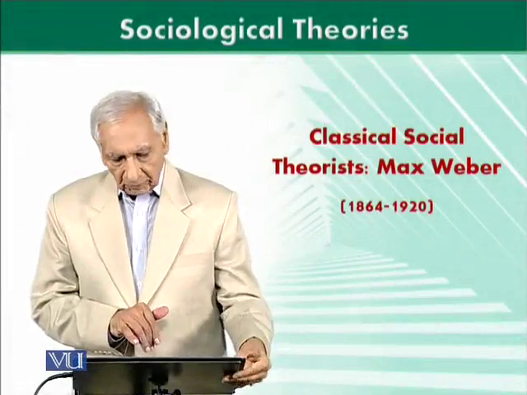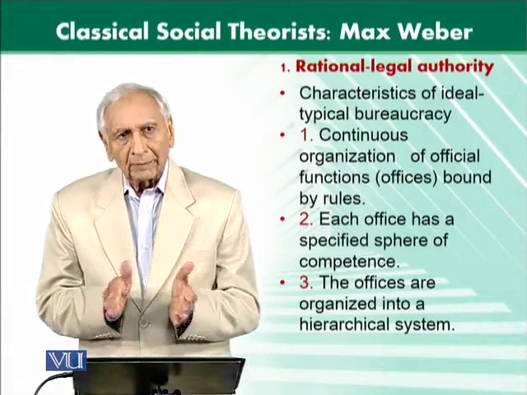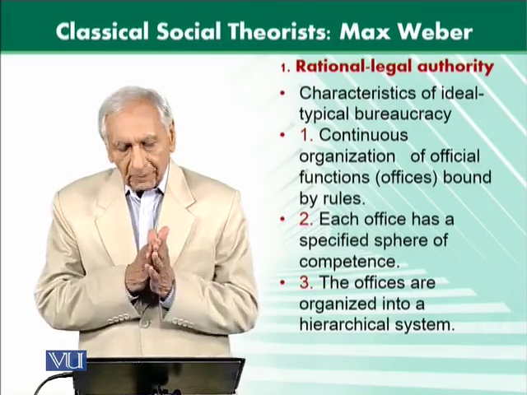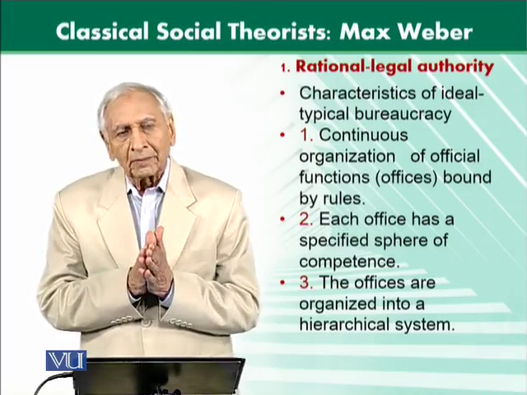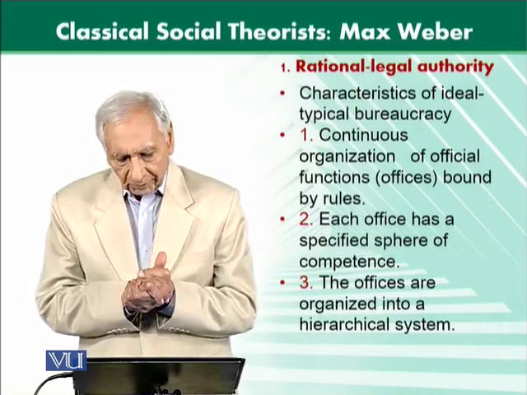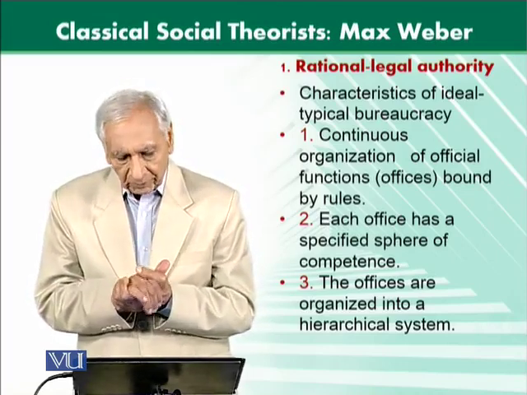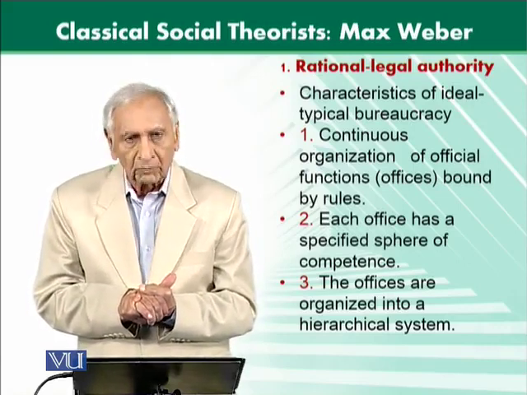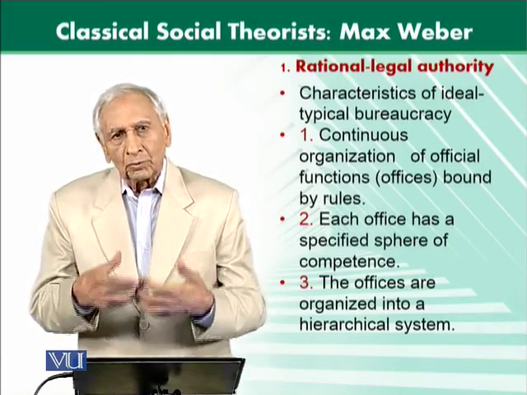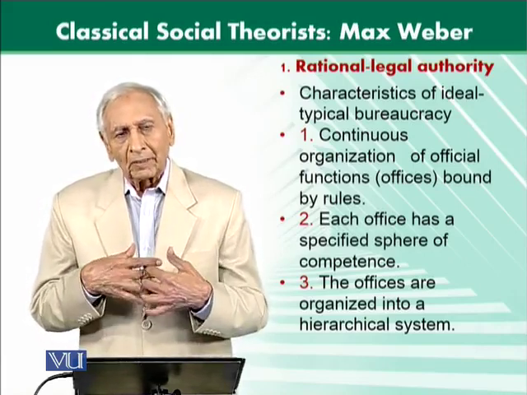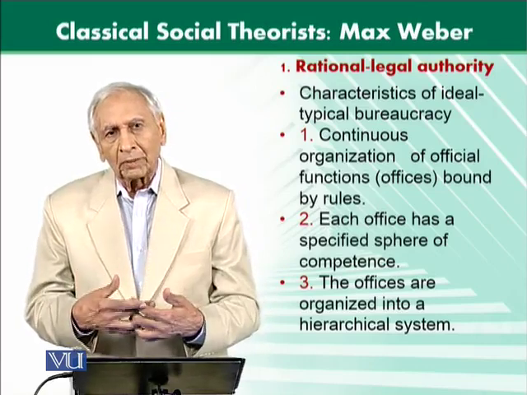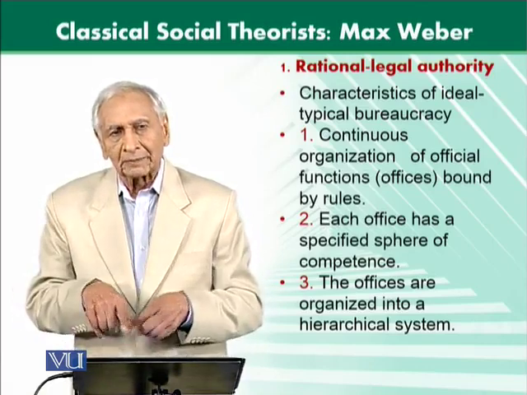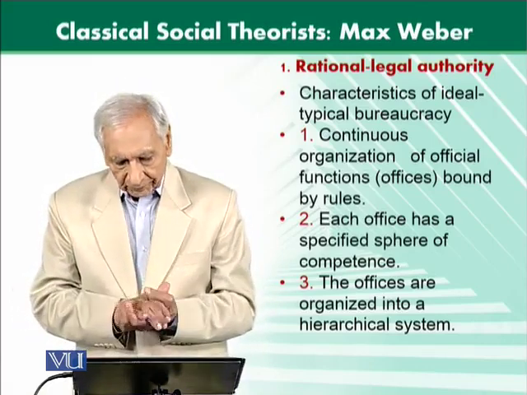Continuing with the structure of authority, we see that one important type was the rational legal authority. And Weber had in mind the bureaucratic structure. And he talked about the characteristics of these. We see that there is a continuous organization of official functions bound by the rules. So rules and regulations determine how a particular function is to be performed, and the whole system is organized on the basis of rules and regulations.